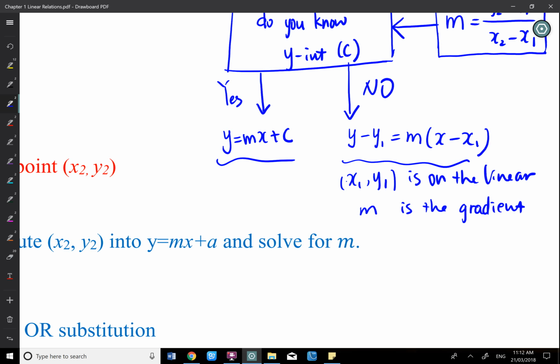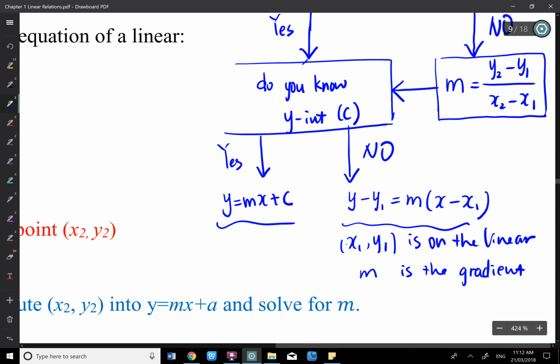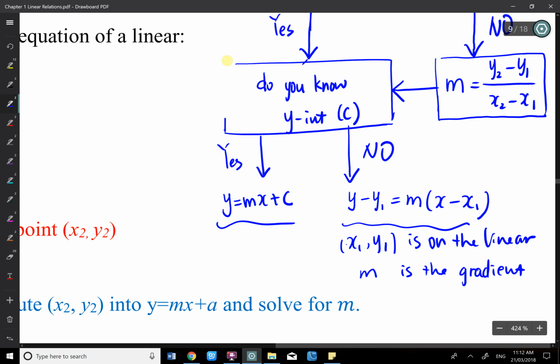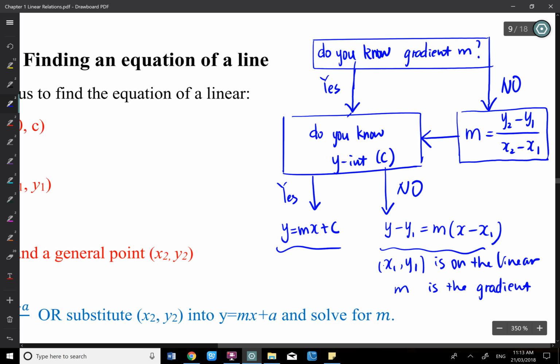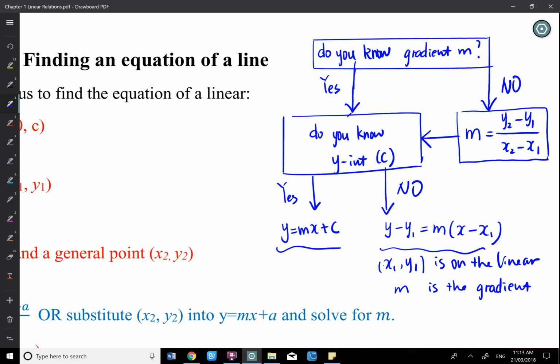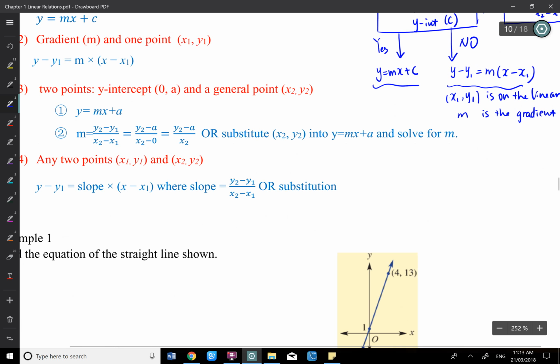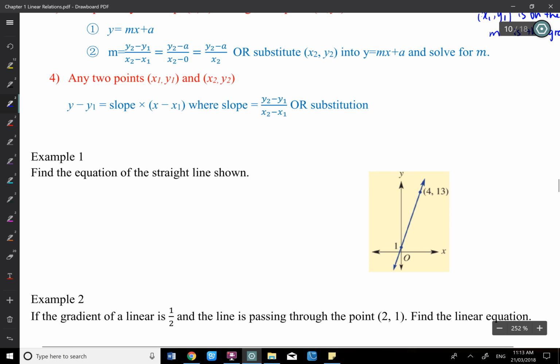I'll show you one example. I want you to get familiar with the flow chart first. So ask yourself 2 questions and then go through the correct pathway. When we know it, when we don't know it, what we can do. Let's have a look. Then you can ignore everything we said here. Let's just have a look.